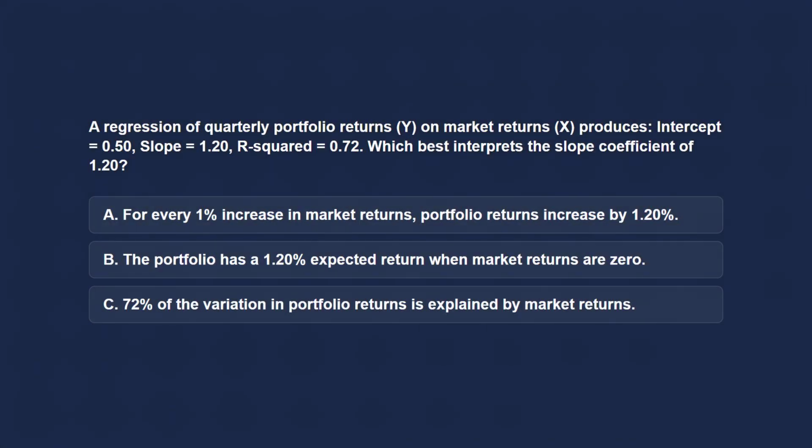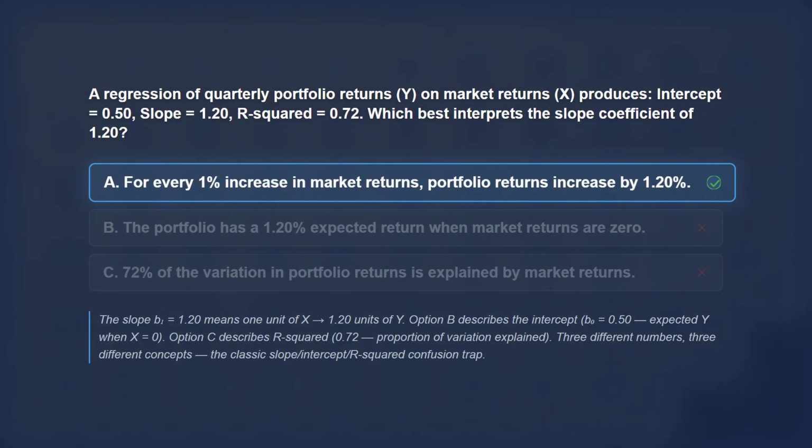The exam tests exactly one thing here. Can you separate the slope, the intercept, and R-squared? The answer is A, the slope. b1 equals 1.2 means 1 unit of x produces 1.2 units of y. Option B describes the intercept. That is 0.5, not 1.2.